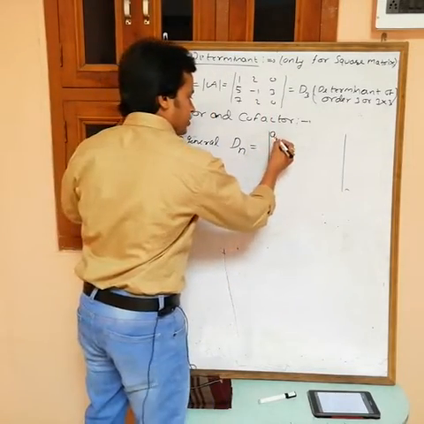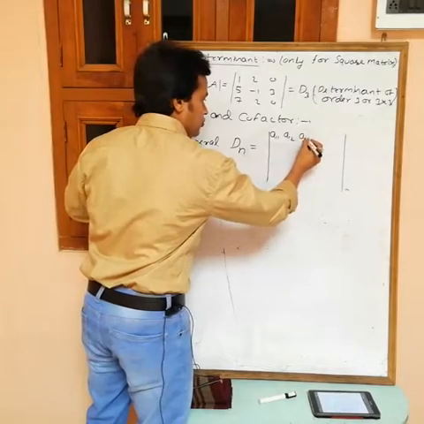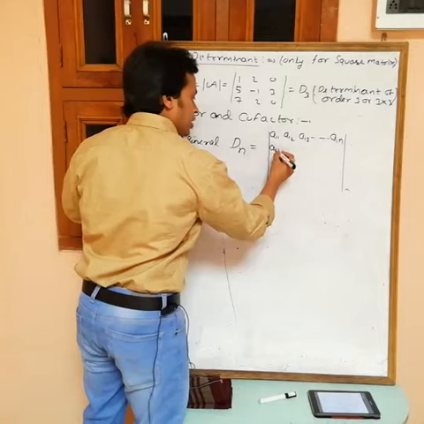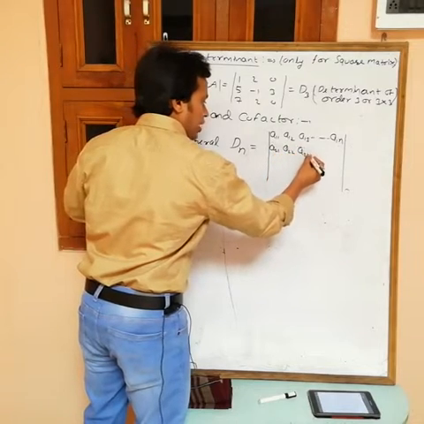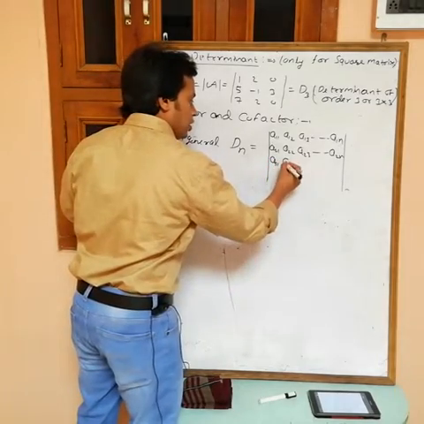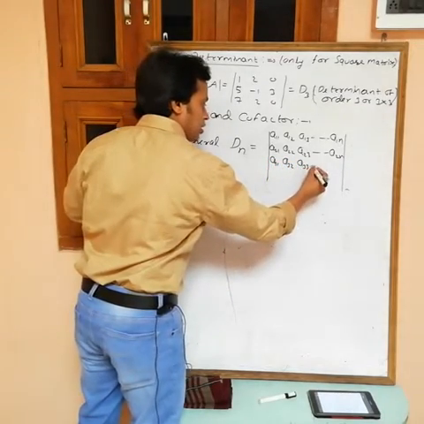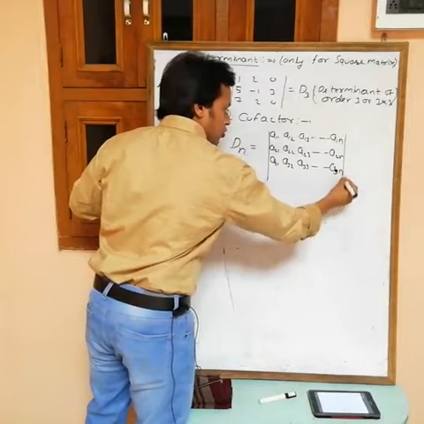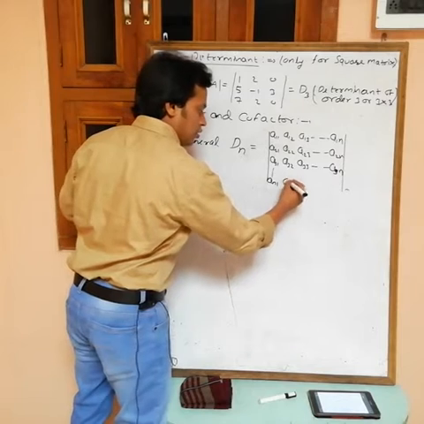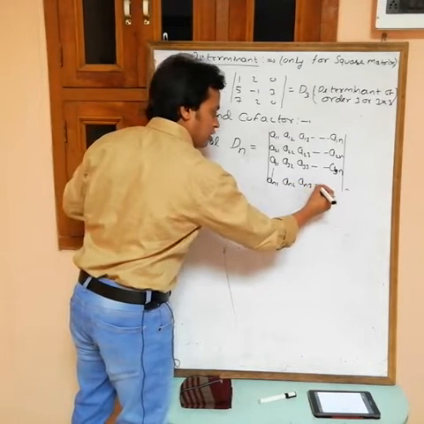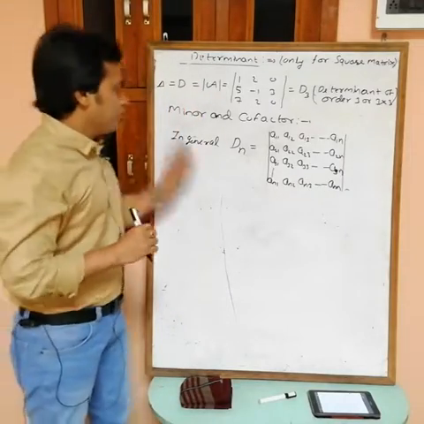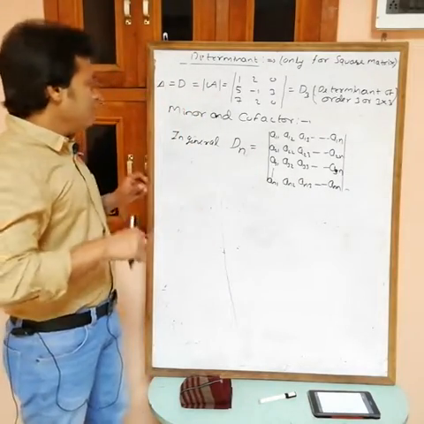Suppose the elements are a11, a12, a13, at the end a1n. Then a21, a22, a23 and a2n. Then a31, a32, a33, at the end a3n. And this is the last row, an1, an2, an3 and ann. This is the general determinant of order n. Now we want minor and cofactor.